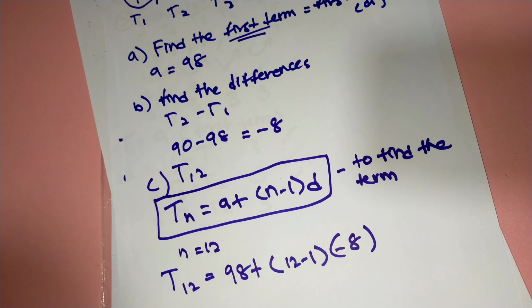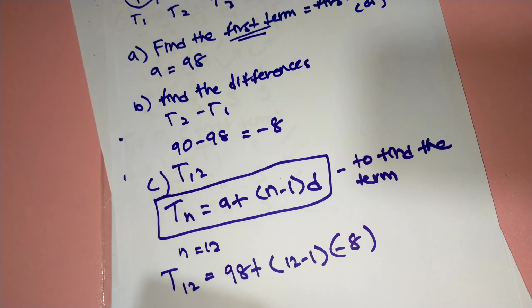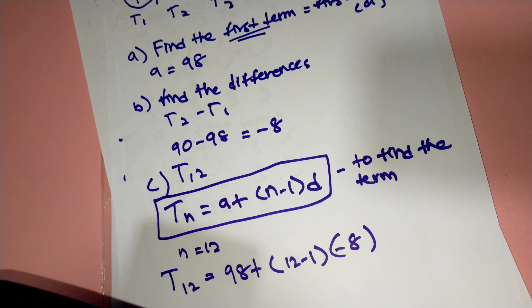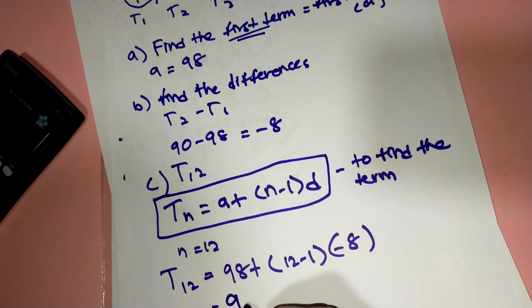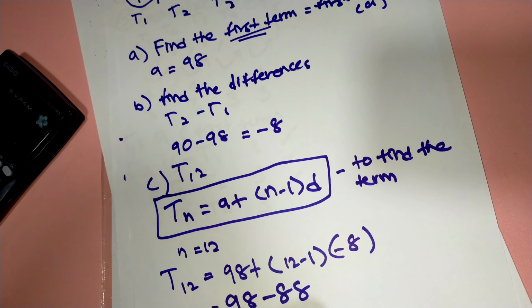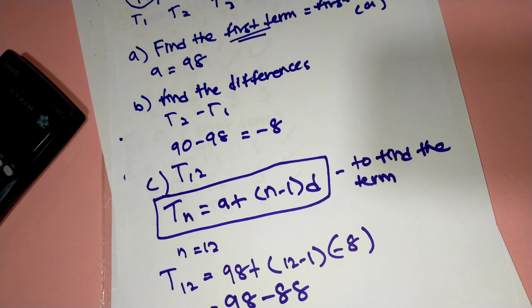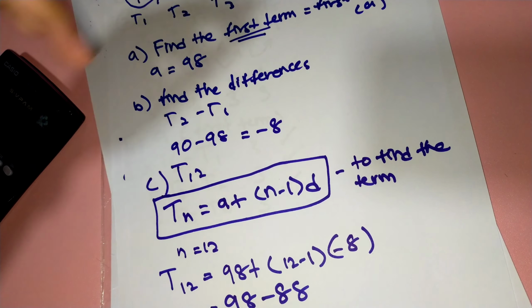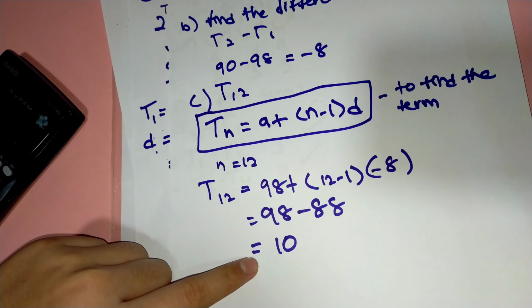Okay, so we will do it. 12 minus 1 is 11. You will get the answer 98 minus 88, and the answer is 10. So the 12th term in the group of numbers gives us the result 10.